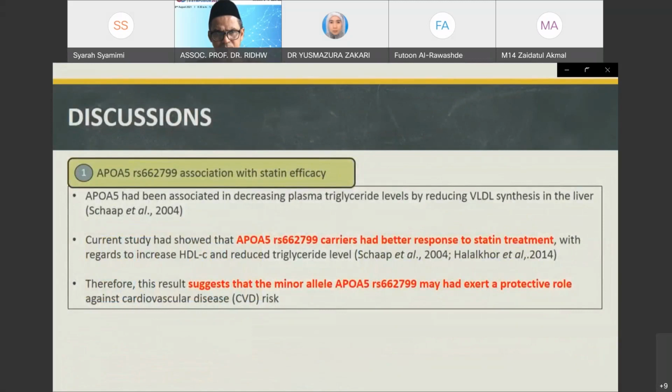Now let's move on to the discussion part. The first part of the discussion is on ApoA5 RS662799 association with statin efficacy. Based on previous studies, the ApoA5 gene has been associated with decreasing plasma triglyceride levels by reducing VLDL synthesis in the liver. In our current study, it showed that ApoA5 RS662799 carriers had a better response to statin treatment in terms of increasing the non-atherogenic lipoprotein, which is HDL, as well as reducing the atherogenic lipoprotein, which is triglyceride levels. Therefore, our results suggest that the minor allele of ApoA5 RS662799 may have exerted a protective role against cardiovascular disease risk.